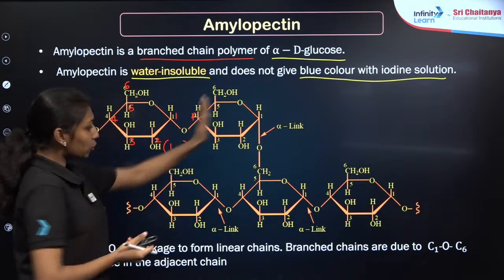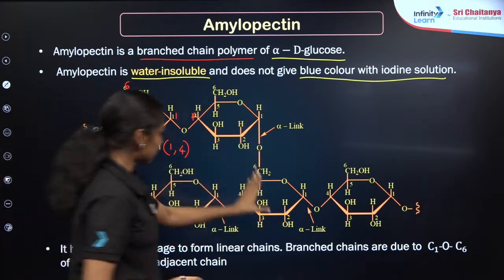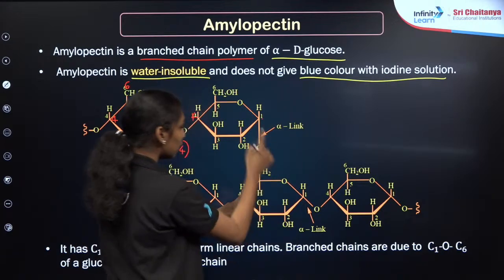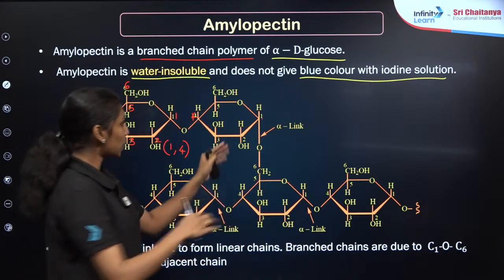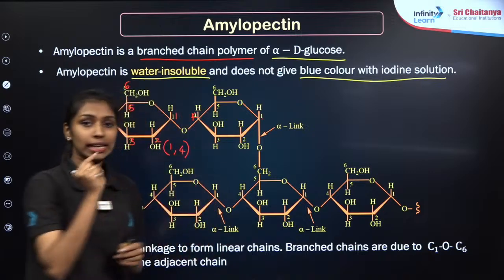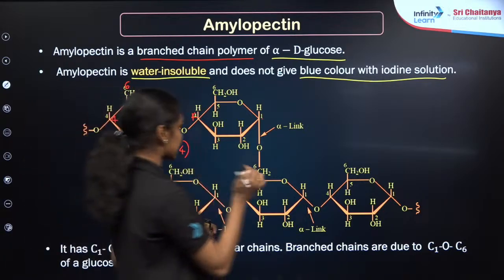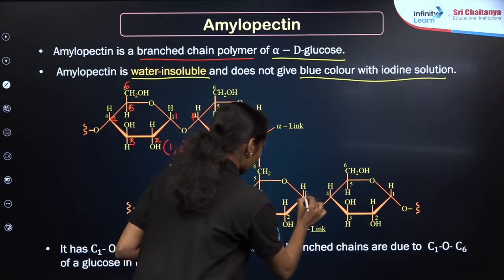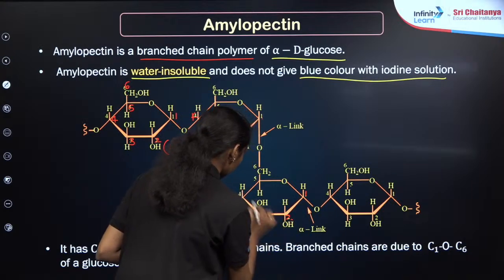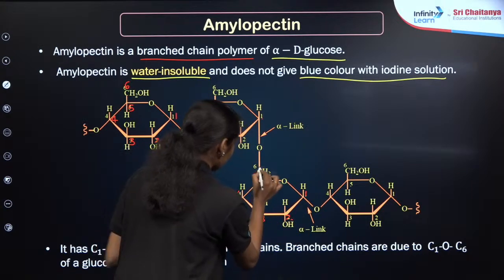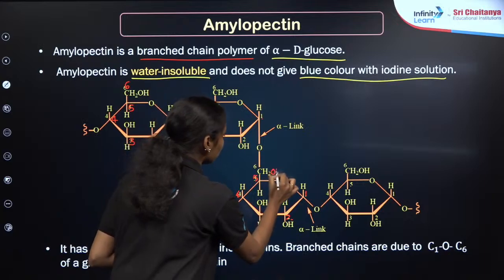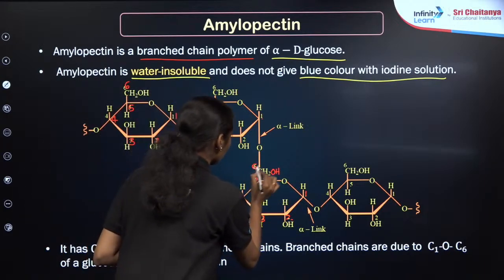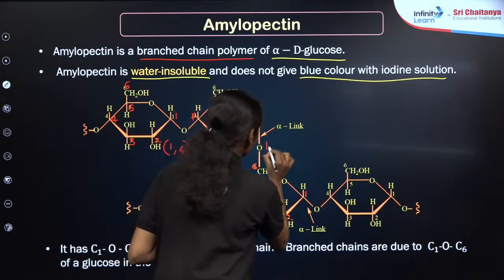Now, if you go through the branched structure, you can see that this is the first carbon, and this is the sixth carbon of another glucose molecule. So they will again form a glycosidic linkage, known as the 1,6. Not 1,5, it is 1,6. Starting from here, 1, 2, 3, 4, 5, and this carbon, the carbon of the CH2OH, is the sixth carbon. So it will form the 1,6-glycosidic linkage here.